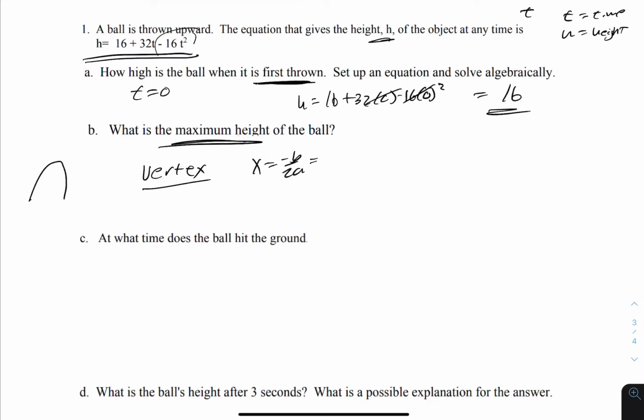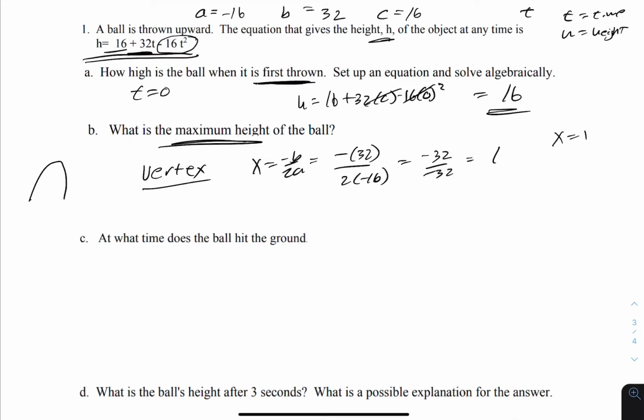Now over here it's a little tricky because it's backwards, right? A is always the thing next to your x squared. So in this case it'll be negative 16 actually. B is always the linear term, so 32. And C is the constant, 16. So it's a little backwards, but it works the same. So we plug this stuff in, negative 32 over 2 times a, which is negative 16. And I get negative 32 over negative 32, which is 1. So x is 1, my vertex.